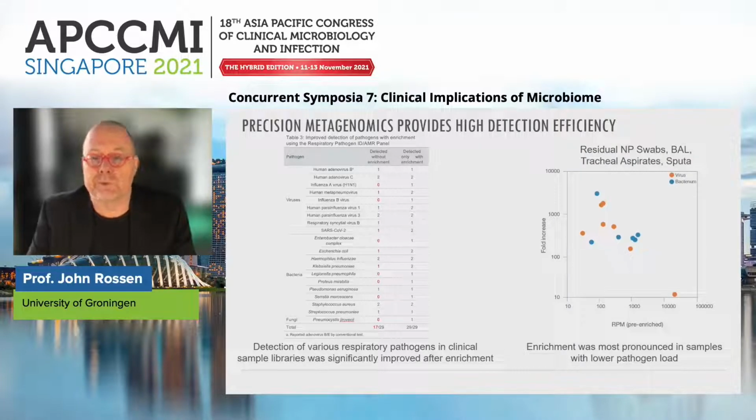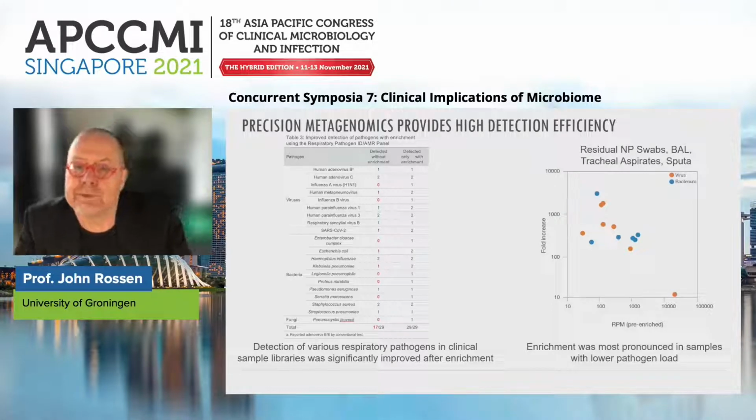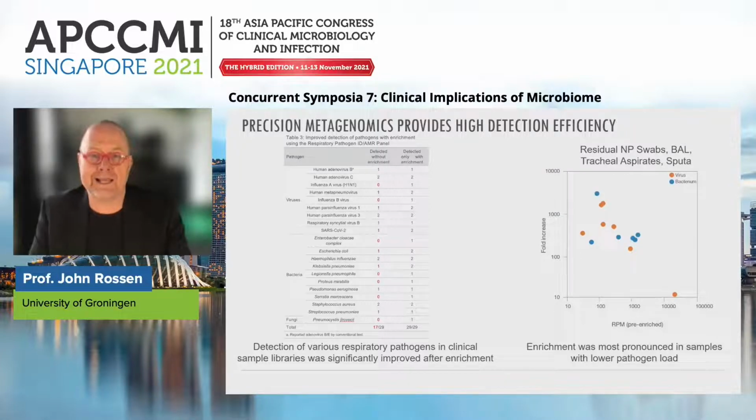And we identified all the pathogens also detected by real-time PCR. When we look at the fold enrichment, and that is shown here in this slide, on the x-axis you see the pre-enriched libraries, the number of reads we find, and on the y-axis, you see the fold increase after enrichment. And enrichment was most pronounced in samples with lower pathogen loads.